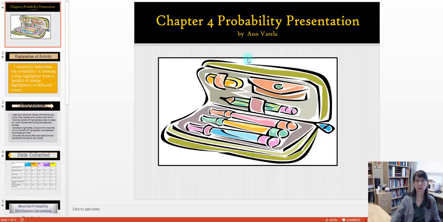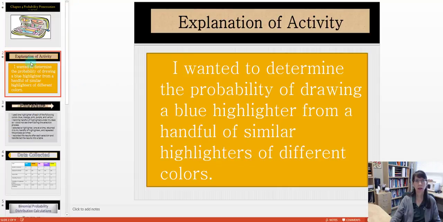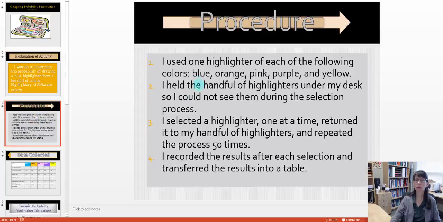So here is my title page, and these are various highlighters. For my project, I wanted to determine the probability of drawing a blue highlighter from a handful of similar highlighters of different colors. This is the procedure that I used for my experiment. I used one highlighter of each of the following colors, blue, orange, pink, purple, and yellow.